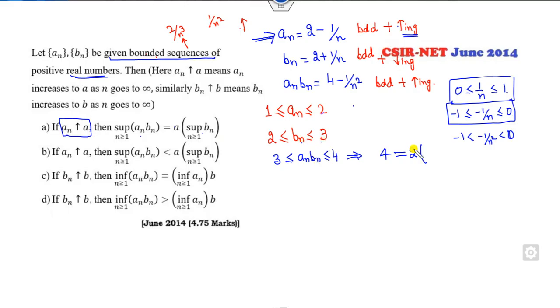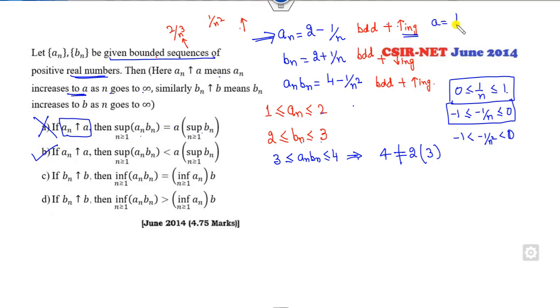The supremum of b will be my... so clearly they are not the same. The first option is cancelled. Look at the second option. The supremum of a_n and 4 is less than 6, which is satisfied, because a_n increases to a as n approaches infinity. So it's increasing.